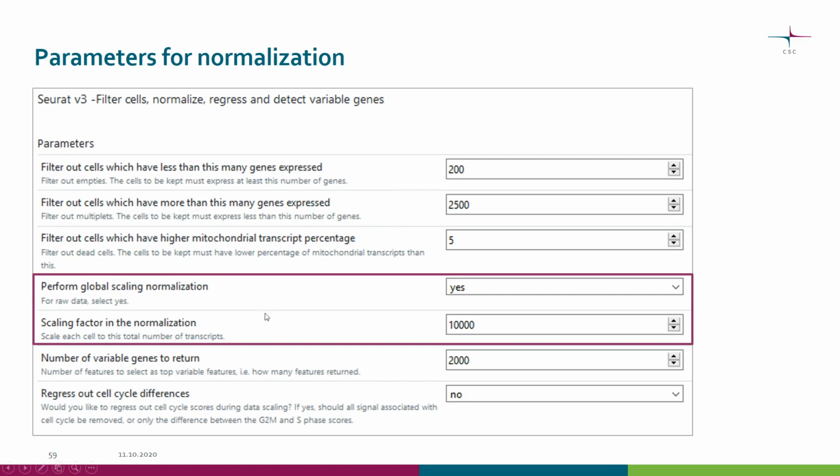So the normalization step is part of this Chipster tool, which also does various other things that we discussed in the other videos, but now we just focus on these two parameters here. So first of all, do you want to perform global scaling normalization? And if so, what is the scaling factor you want to use?